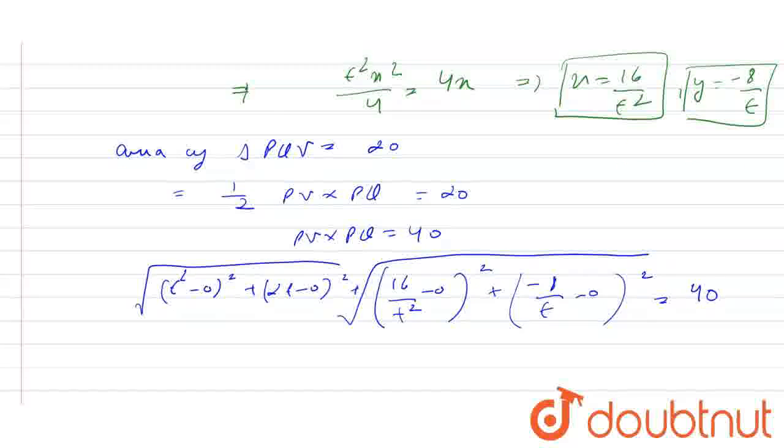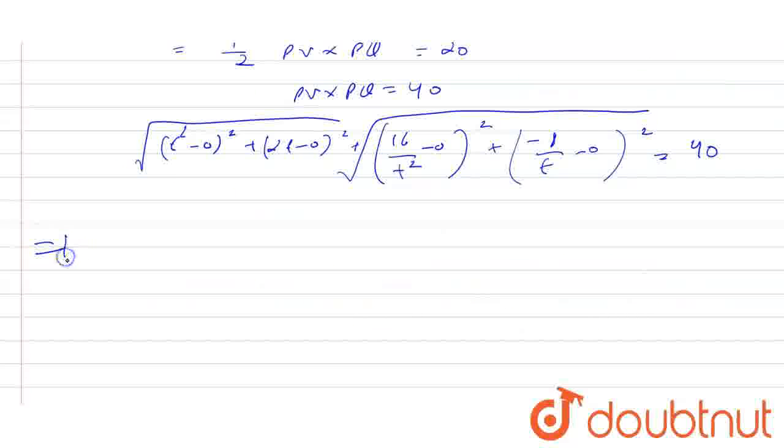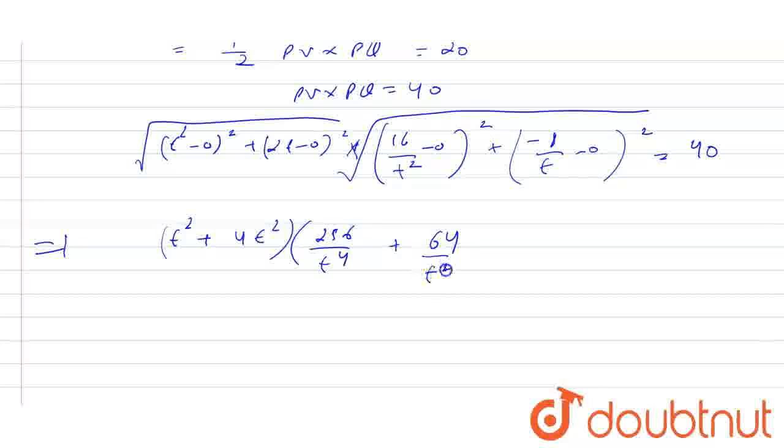Now this is under square root. I have used the distance formula. So from here, this is t square plus 4t square, and this is multiplied by 256 upon t power 4 plus 64 upon t square, and this is also under root, is equals to 40.